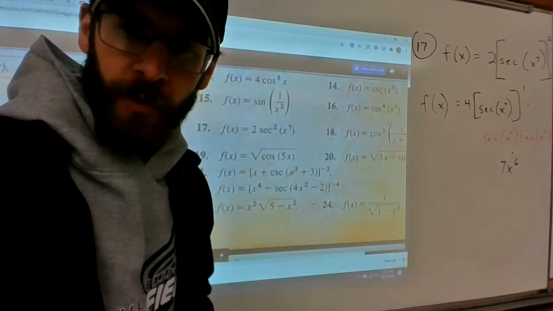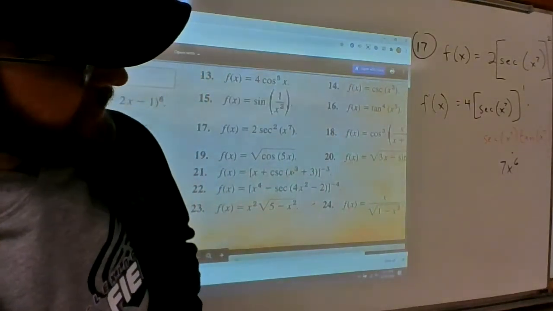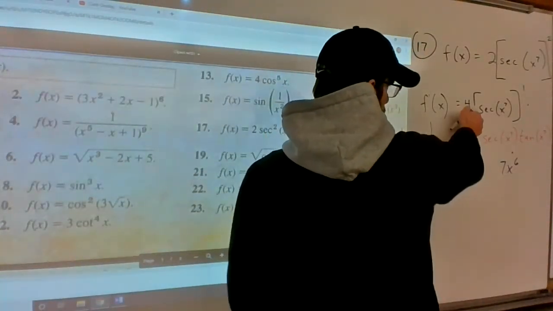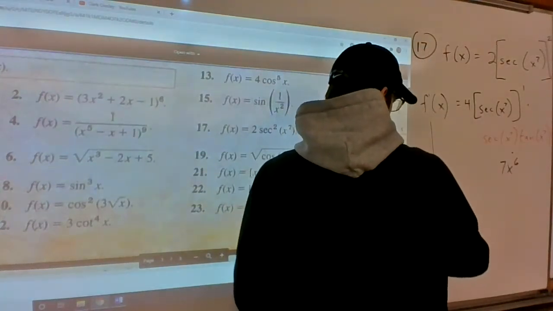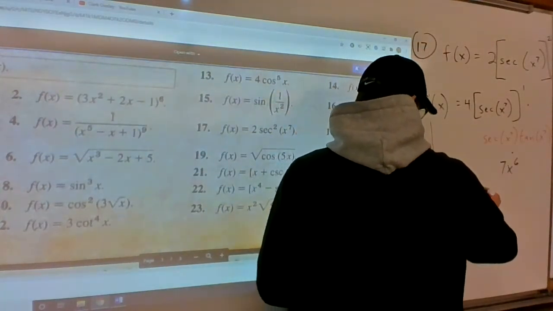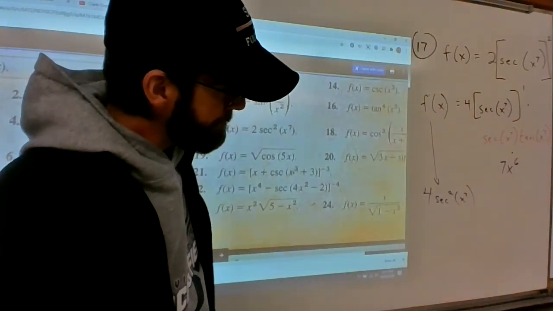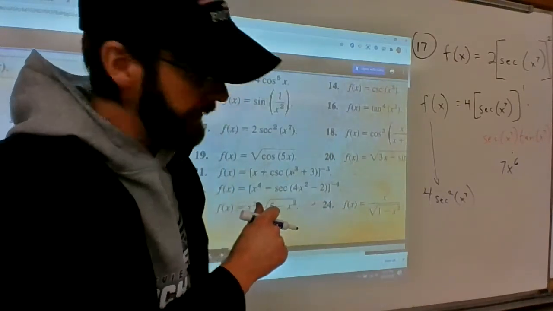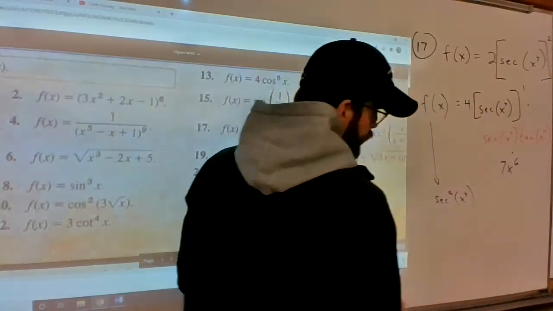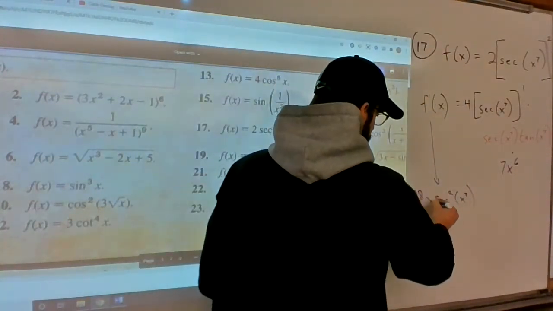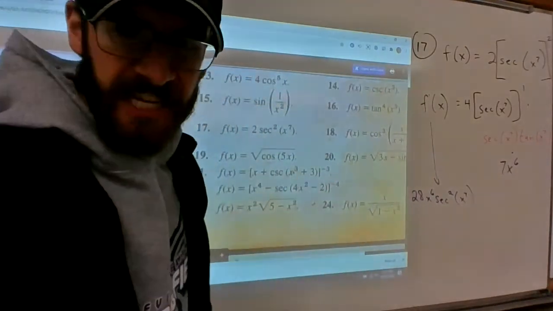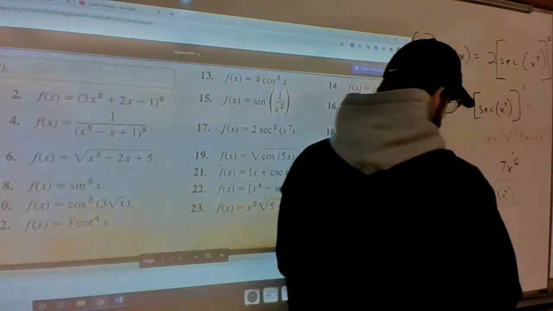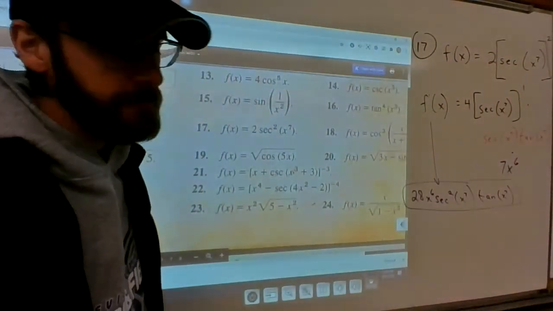Okay, so how should we write our final answer? Well, it looks like we've got secant squared of x to the 7 power. So 4 times secant squared of x to the 7. Oh, you know what? I should probably multiply 4 times 7x to the 6 and put that at the front end. 28x to the 6. Right, that makes a lot more sense. Then put the tangent at the tail end. And that's your answer for number 17.